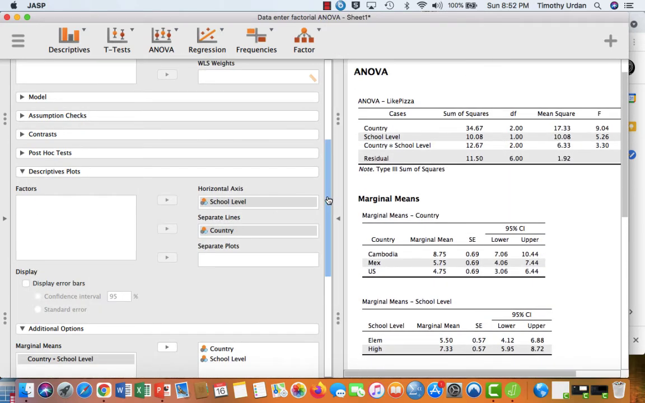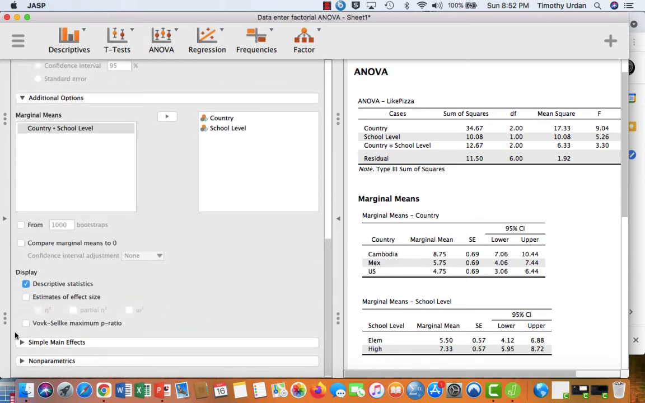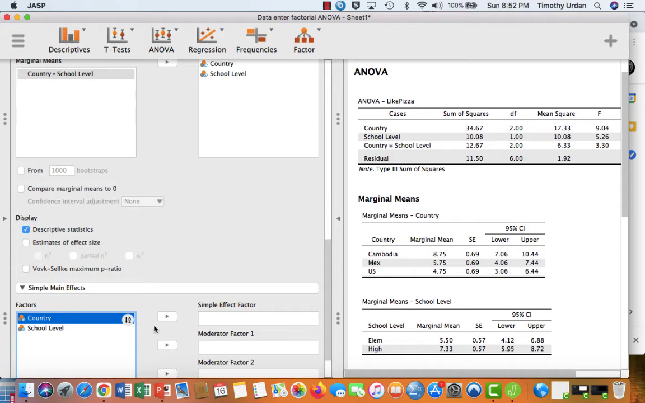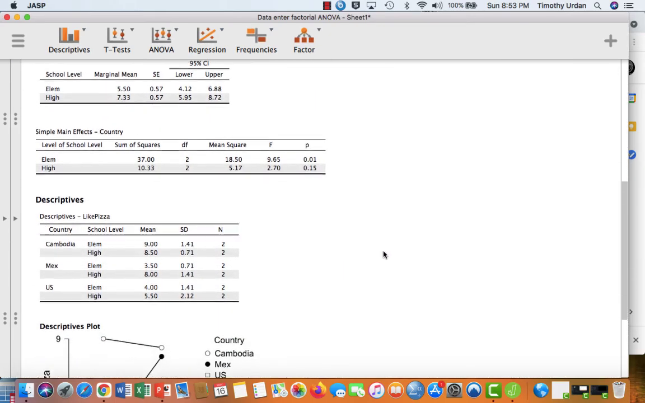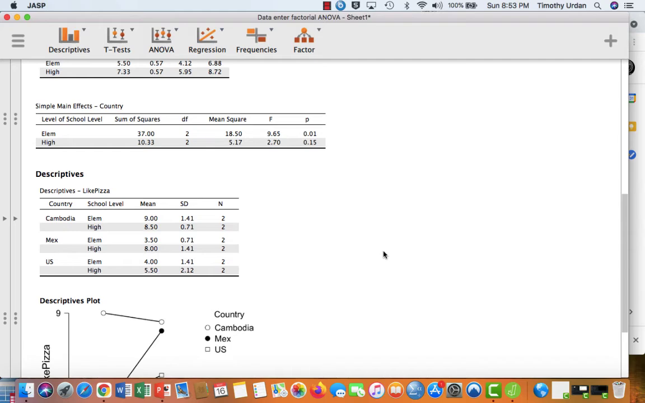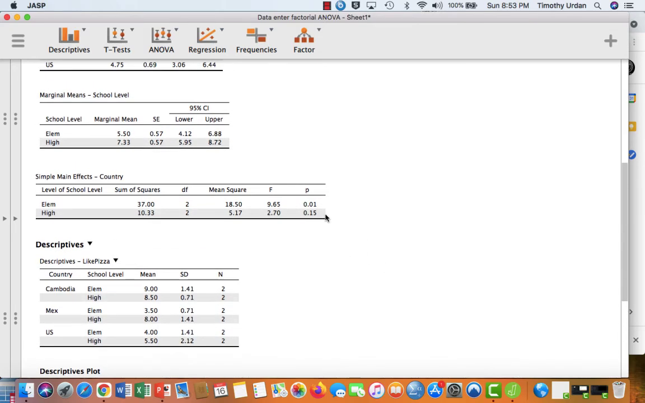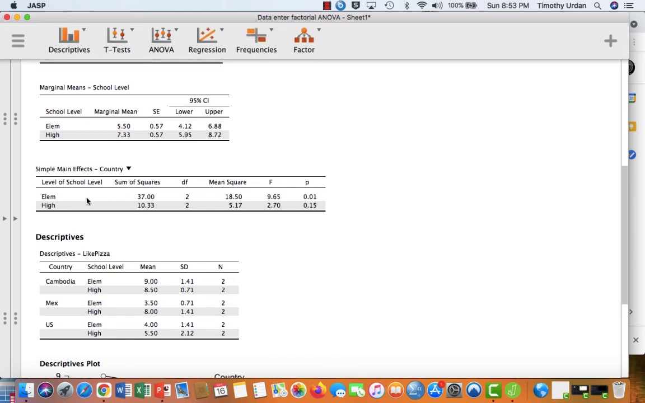Last thing to show you here is simple main effects. This is kind of interesting. For elementary school kids, is there a difference in the means of liking of pizza for US, Mexico, and Cambodia? Just among elementary school kids, is there a difference between US, Mexico, and Cambodia in their liking of pizza?